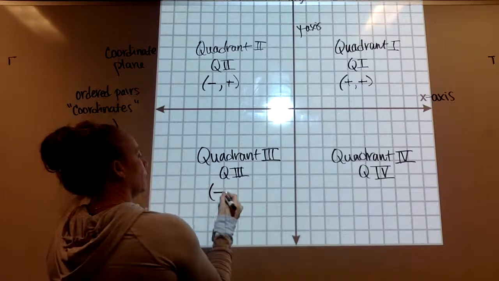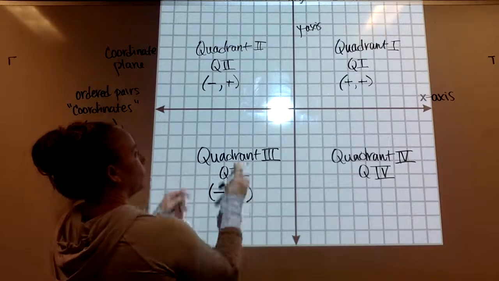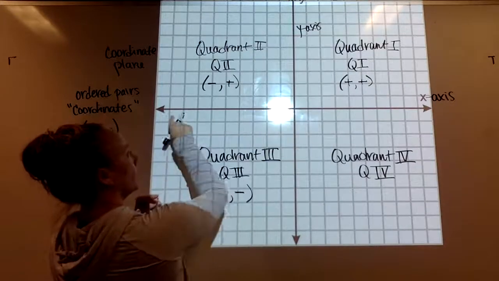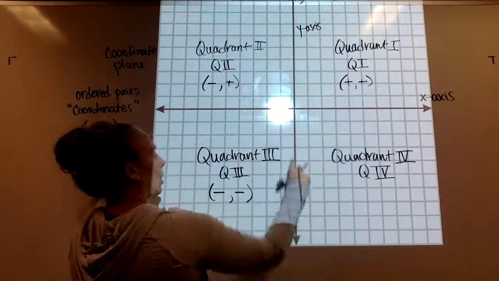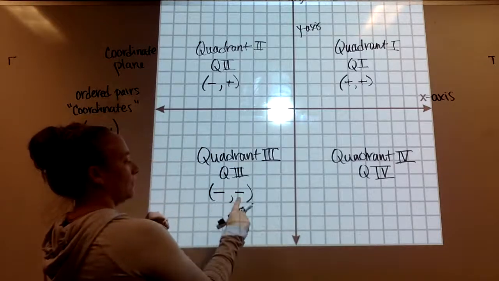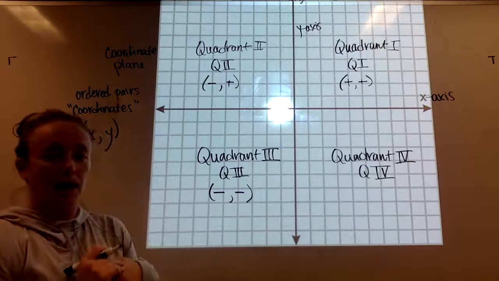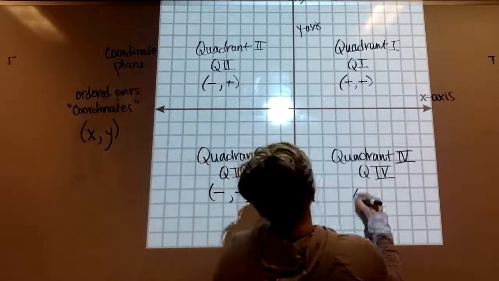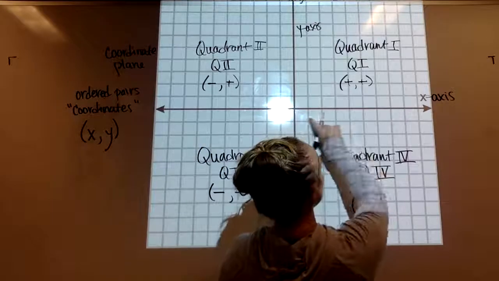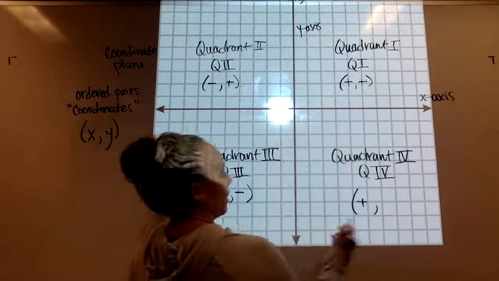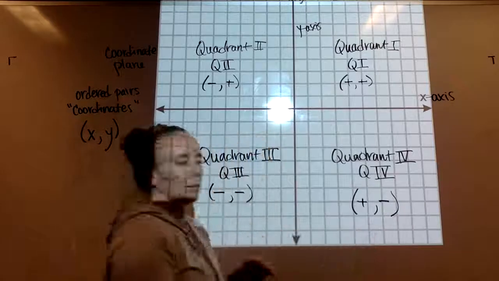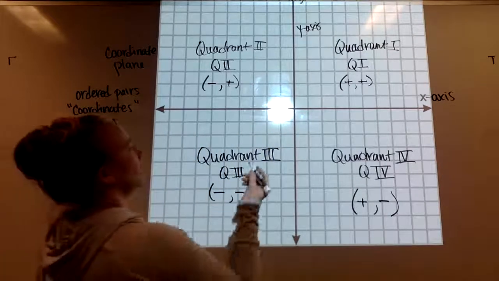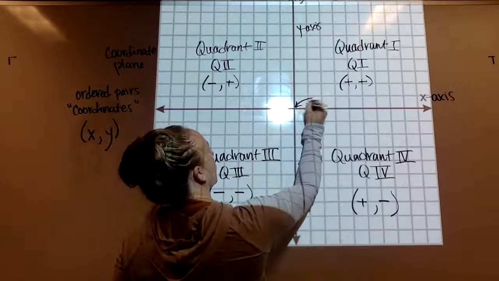Down here, we have both negative values. So our X's are negative here. Our Y's are negative here. So we'd have a negative, negative, or a sort of sleepy owl. And in quadrant 4, we have positive X values and negative Y values. So we have an opposite winky owl. So kind of cool.